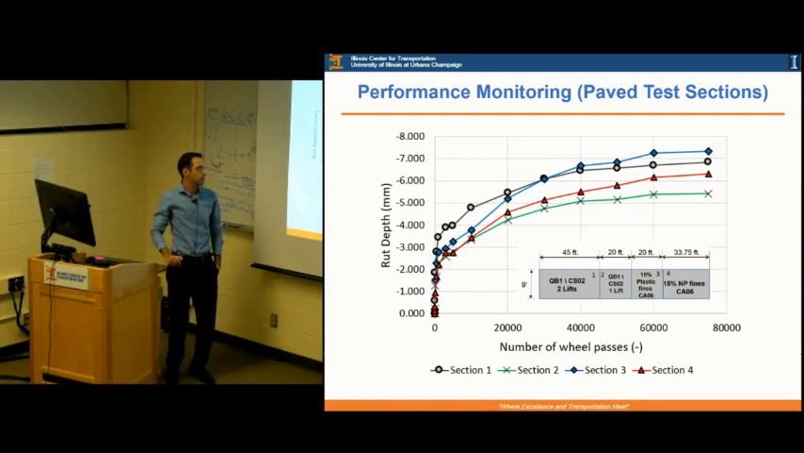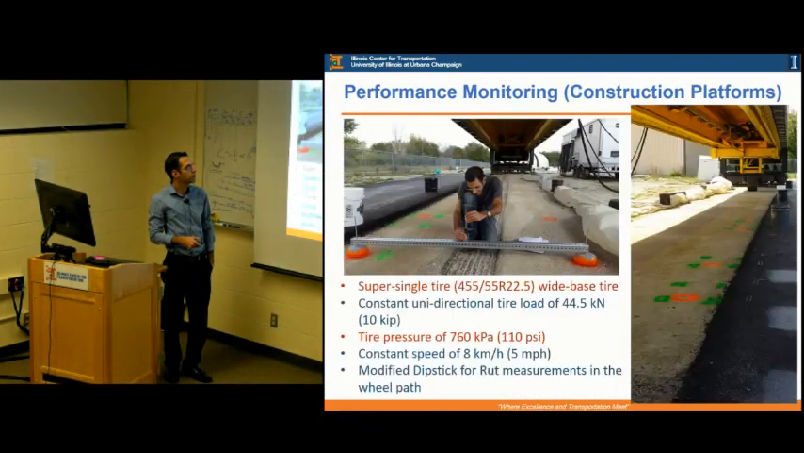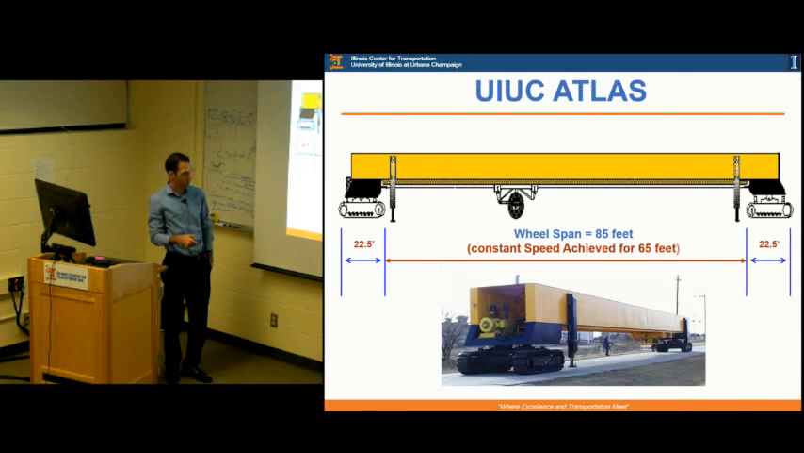Yeah, so basically the sizes of the cells, if I go back to Atlas, Atlas has a wheel span of 85 foot, and we have a 65 foot region where we can achieve constant speed. So we need to make sure that we're measuring at a constant speed of 5 miles per hour. So we have 65 foot of section in the middle where we can be consistently measuring at a constant speed. And then we have places for the crawlers where the crawlers of the Atlas are sitting. The spans of the sections are controlled by the limitations that we have here.